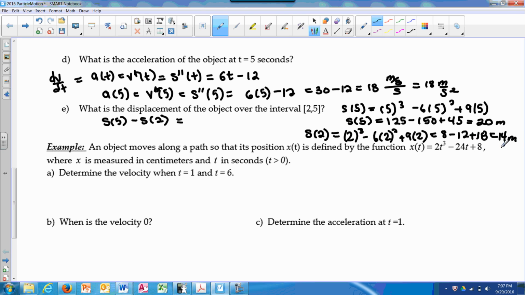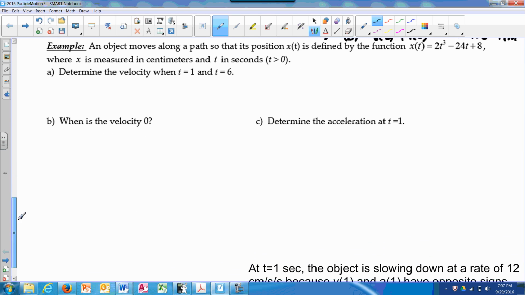Okay, so remember, acceleration is a change in velocity. So it's the derivative of velocity at any time, or the second derivative of position, since we have to take 2 derivatives to get there starting from position. We already have the first derivative, which is velocity. We take the derivative again using the power rule, and we have 6t minus 12.